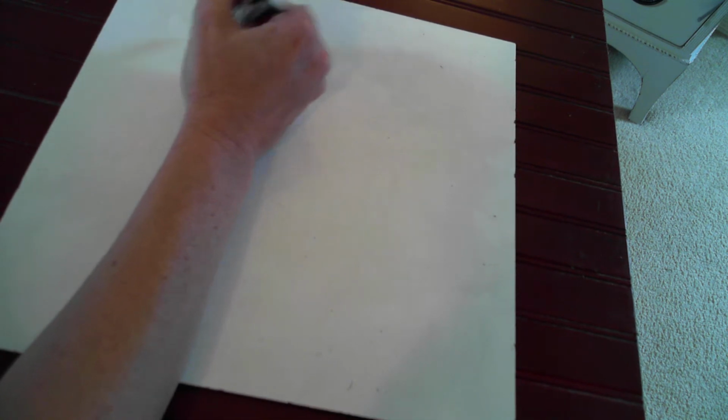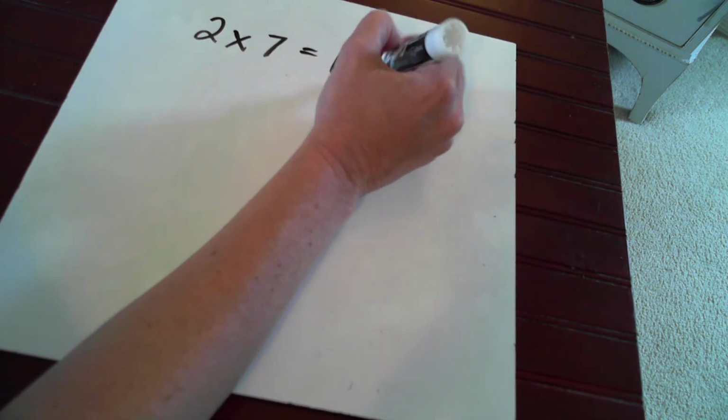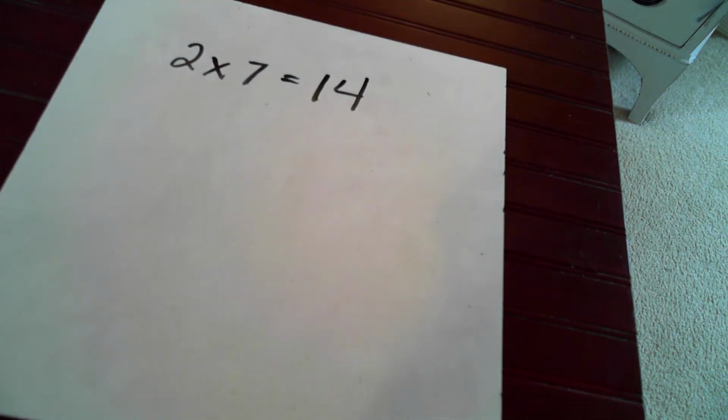So multiplication looks like this. And remember, we're reading that as 2 groups of 7. So 2 groups of 7 equals 14. And when you were first learning how to multiply, you might have drawn arrays or other pictures to help you with that. And if you're still needing to use some pictures to get to your answer, that is okay.